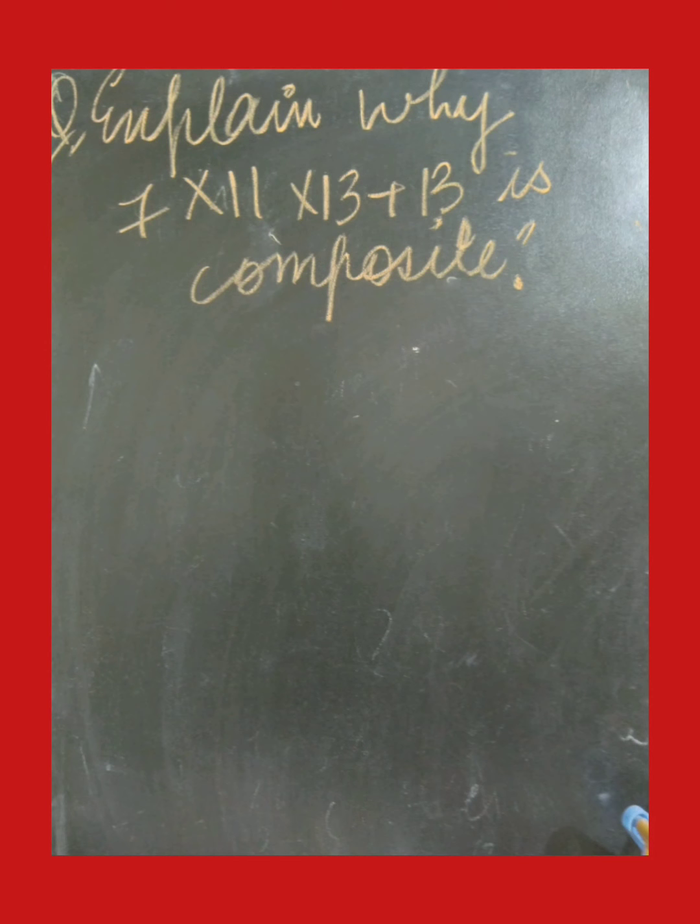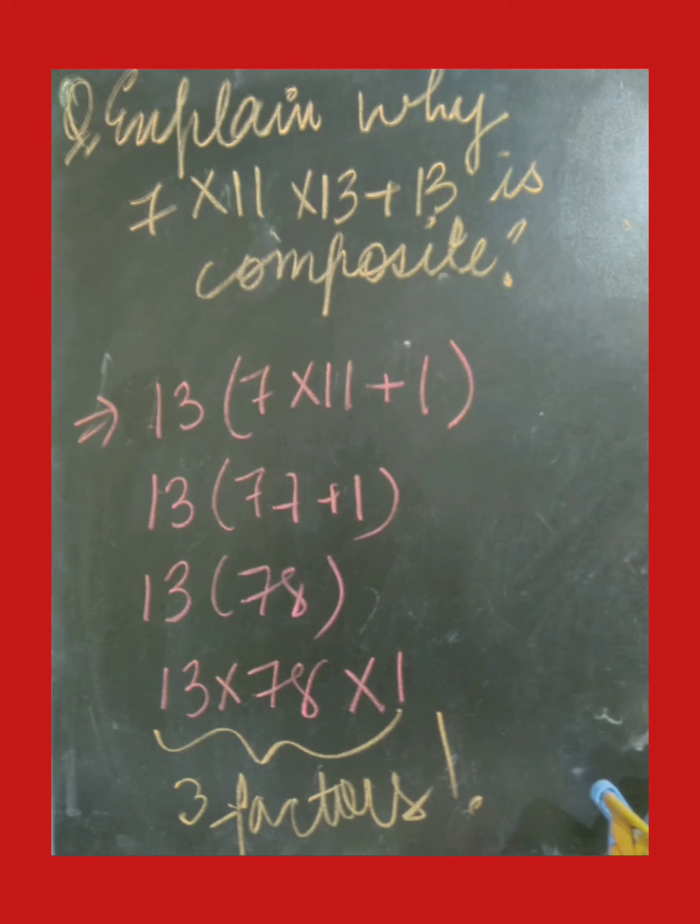Now we will do the next question: explain why 7 into 11 into 13 plus 13 is a composite number. So what we have to prove in a composite number is that there should be more than 2 factors. Okay, so let's see how we'll solve it. Now I will take 13 as common, and in the bracket I will be left with 7 into 11, right, plus 1. Okay, so whatever the number is after the plus, you have to take that number as common. So 13 as common, 7 into 11 plus 1.